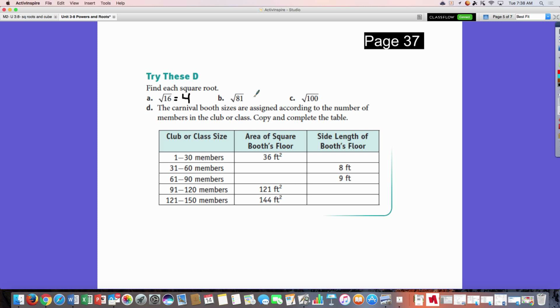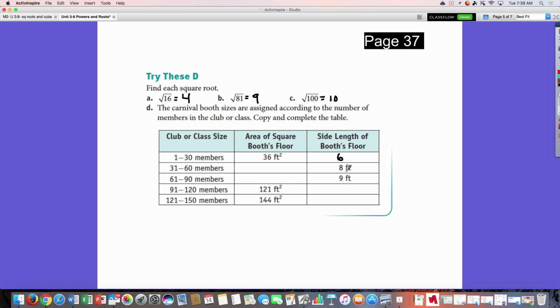What number times itself equals 81? 9. What number times itself equals 100? 10. 10 times 10 equals 100. 9 times 9 equals 81. 4 times 4 equals 16. This one, they make you do it. They tell you the answer. Well, you know it's got to be 6.